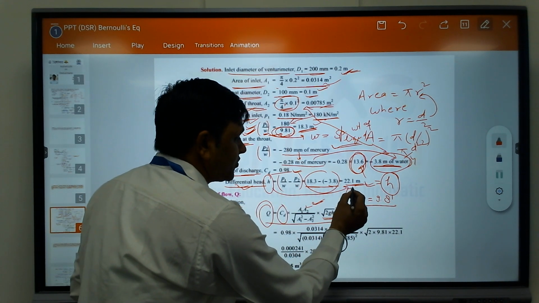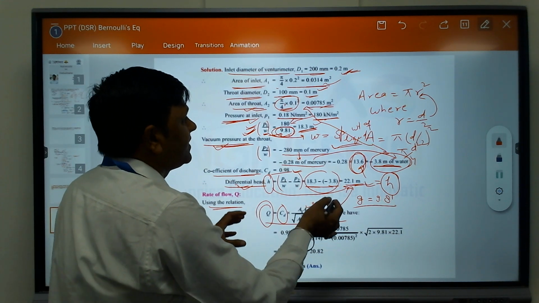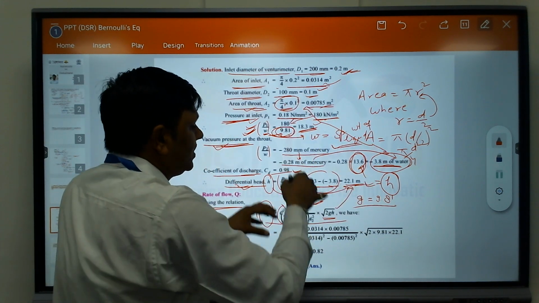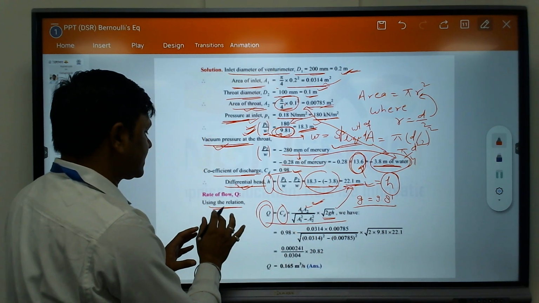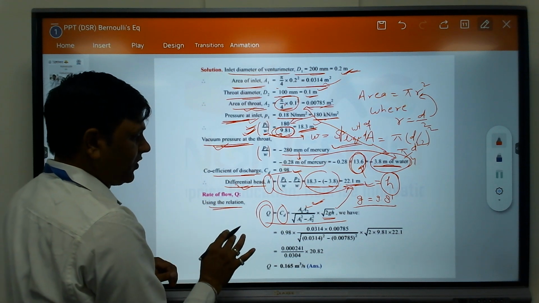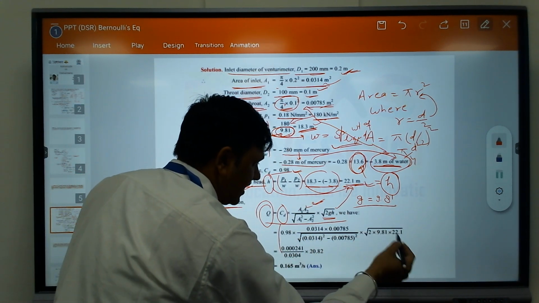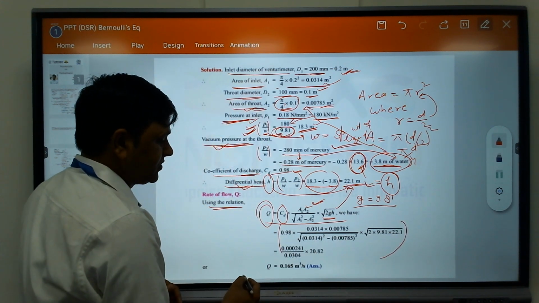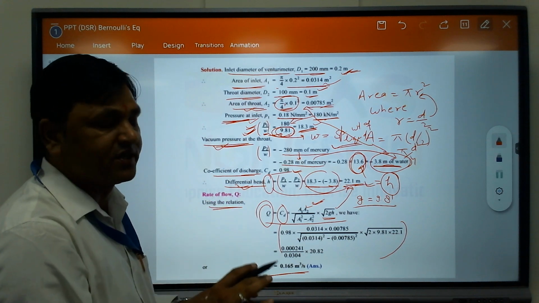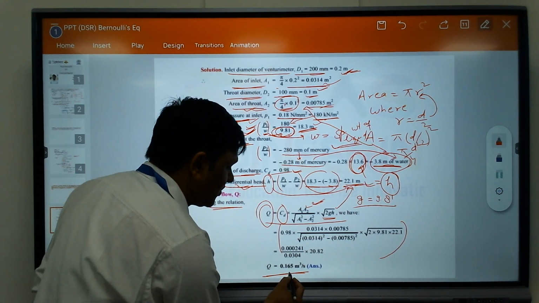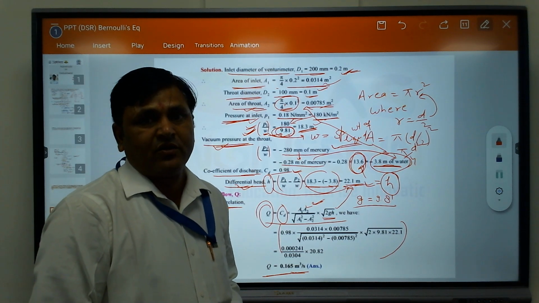H is 22.1 meter. And now finally, after putting all these values required for the calculation of the rate of flow and calculating, we find the flow rate of that particular liquid given in the problem. Q is equal to 0.165 meter cube per second. Okay, thank you.